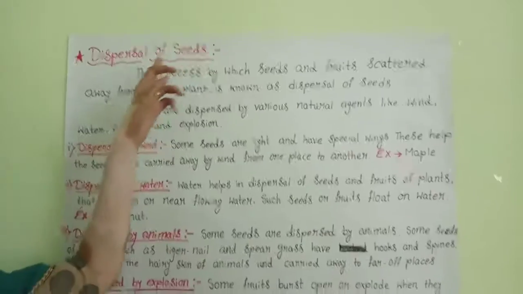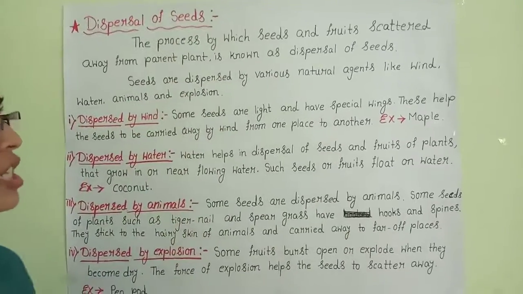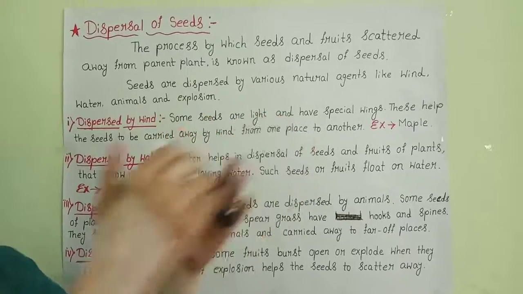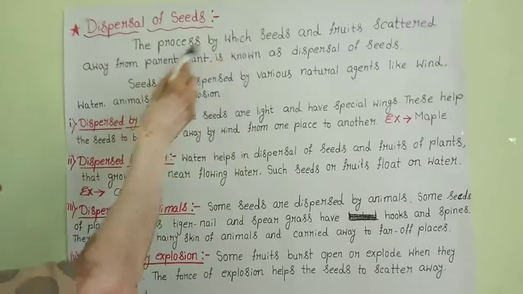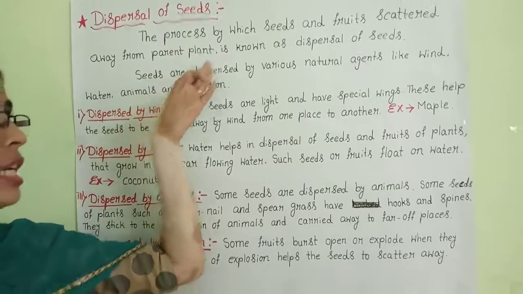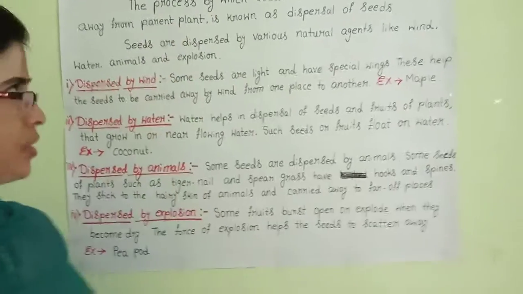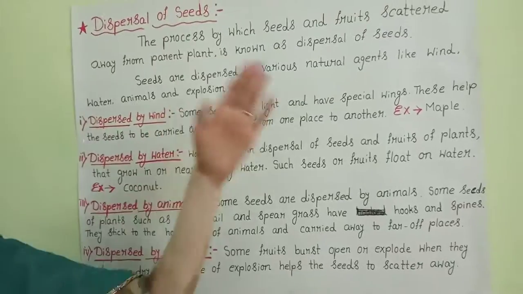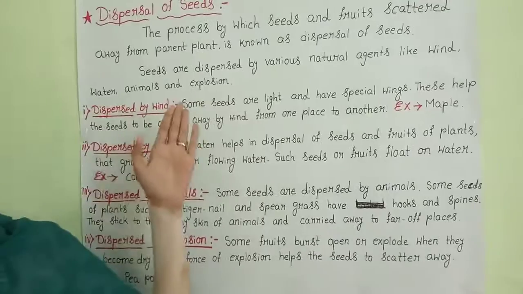Next one is dispersal of seeds. What is dispersal of seeds? Dispersal means spreading far away from the parent plant. So the process by which seeds and fruits are scattered away from the parent plant is known as dispersal of seeds. Seeds are dispersed by various natural agents such as wind, water, animals and explosion.